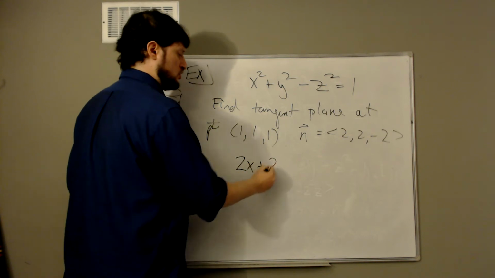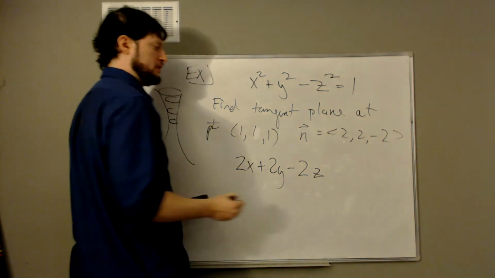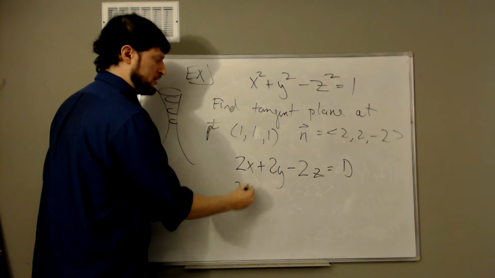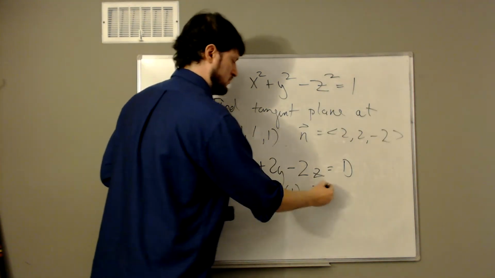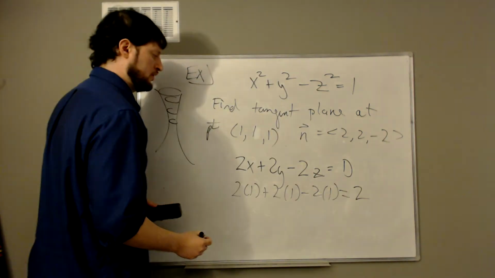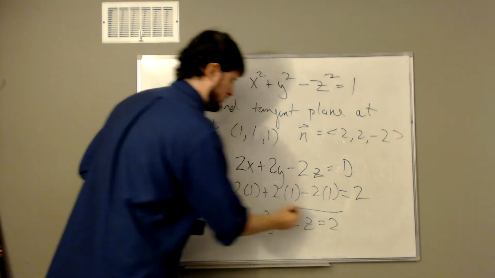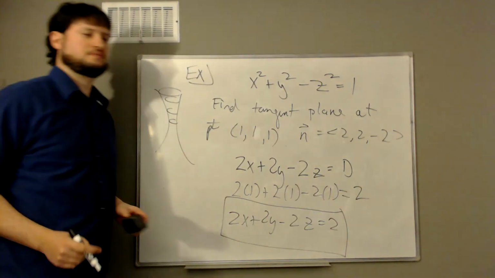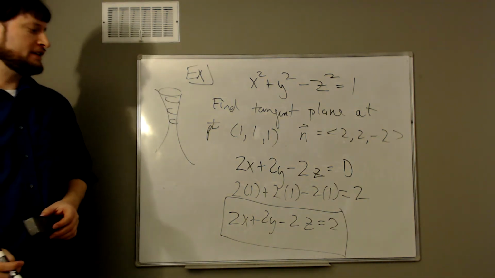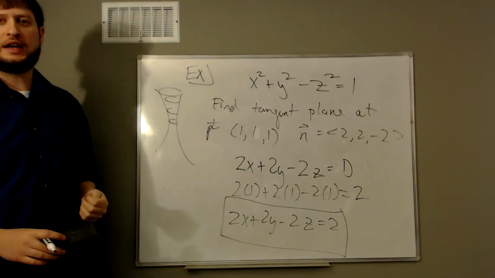2x plus 2y, there's our 2 and the 2, minus 2z, that minus 2 is the coefficient of z, this is equal to some constant, and I evaluate that constant by using the point. And that's 2, 4 minus 2 is 2, so the answer is 2x plus 2y minus 2z is 2. Again, let's look at Mathematica, where we'll graph this surface and graph this tangent plane and see that they match.